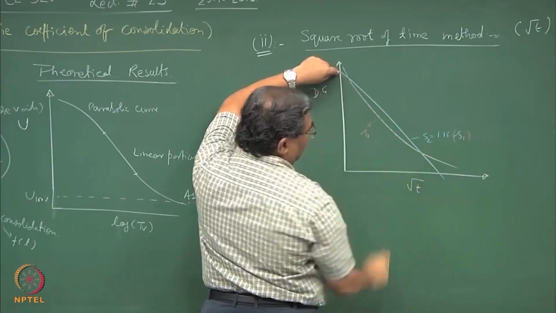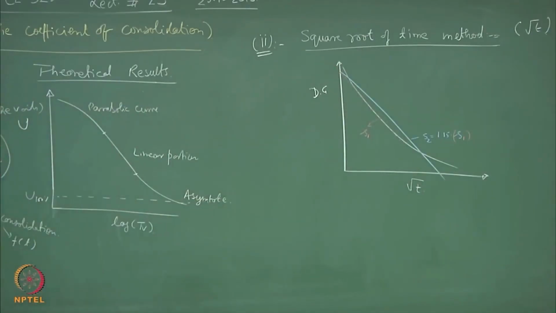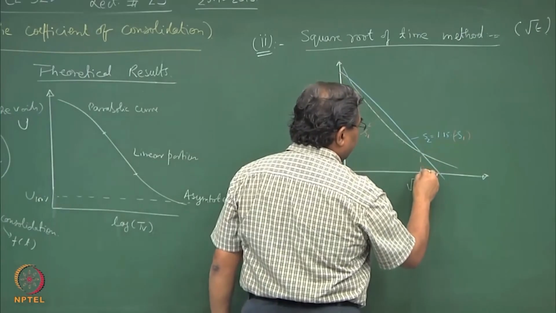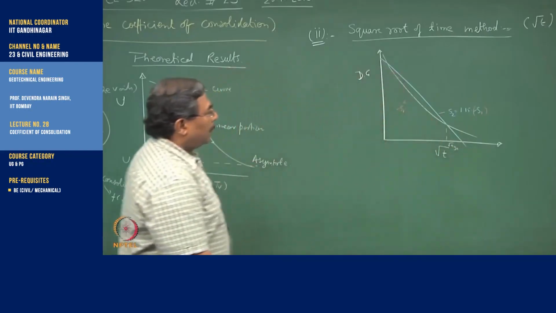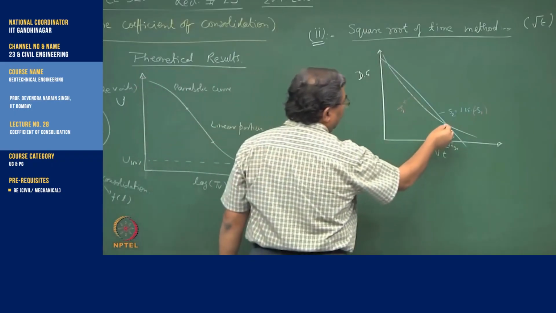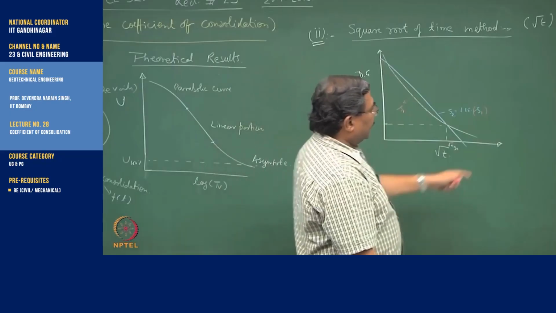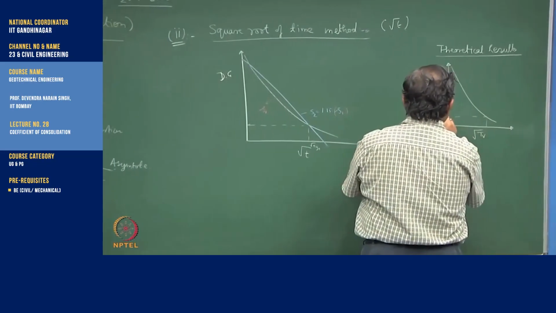Wherever this cuts the experimental results, this gives you T90. And corresponding to this dial gauge reading, we can say that the degree of consolidation is going to be 90%.